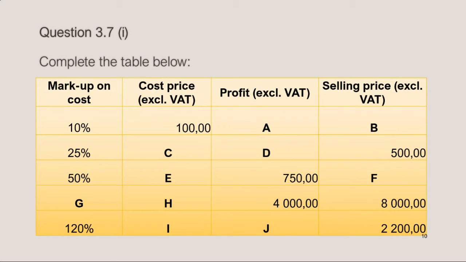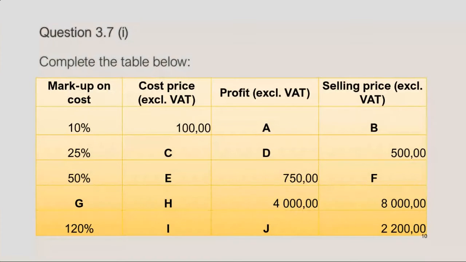Tumelo says it's 100 Rand. That's correct. So what Tumelo did is she took the 500, which is the selling price, and she deducted the cost price of 400, which gives you 100 Rand. Okay, so that's how we got to the 100 Rand profit. Now we move on to the next one.